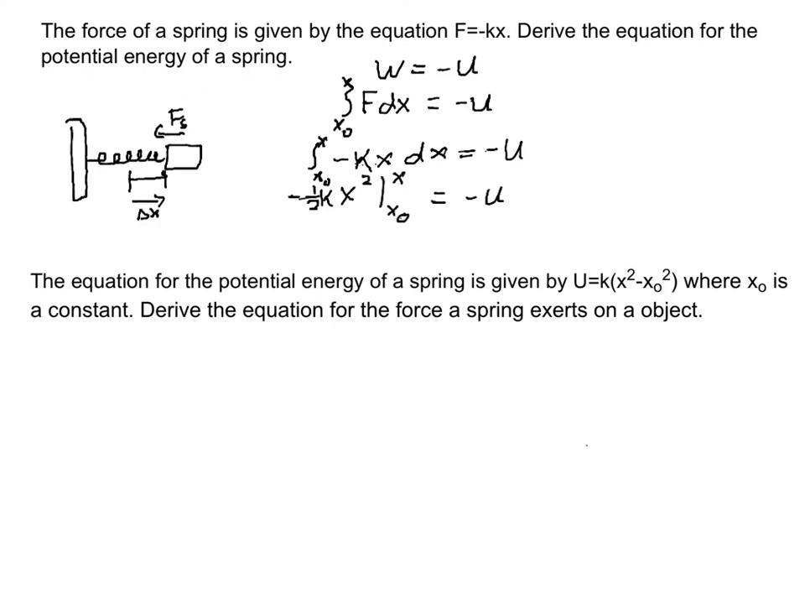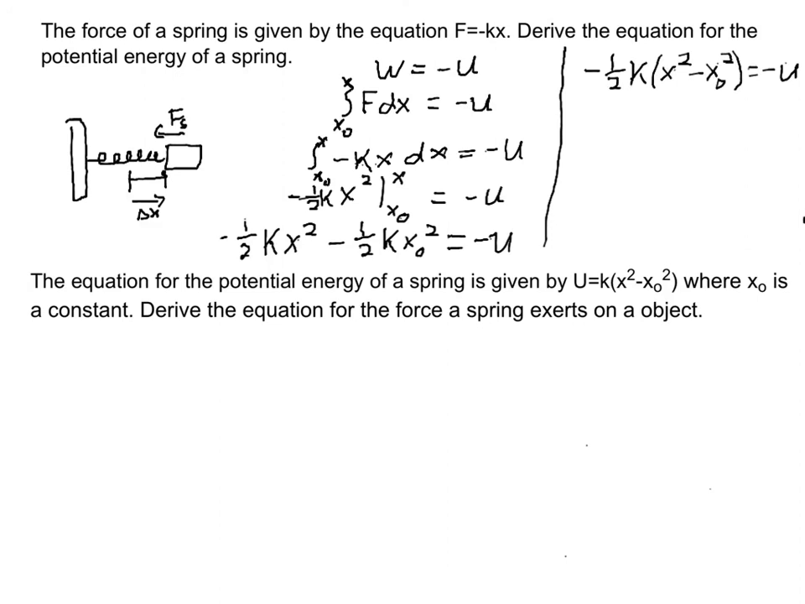And so then I'm going to come out substituting everything in: negative 1/2 kx squared minus negative 1/2 kx naught squared. Factor out the negative 1/2 k. And then obviously both sides are negative, so we can multiply both sides by negative 1 and get rid of it. By the way, there should be a 1/2 right there, of course.